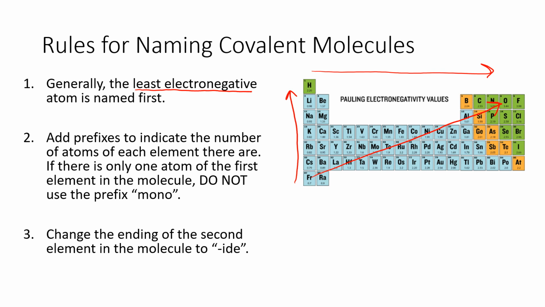On your periodic tables that you'll be receiving with the rest of the year, those electronegativities should be on them. The next thing you're going to do is add the prefixes that we talked about on the previous slide to indicate the number of atoms of each element that are present in the compound. And there is an exception. If there's only one atom of the first element in the molecule, we don't use the prefix mono. You just omit it. You don't use it at all. And then lastly, similar to our binary naming, we're going to change the end of the second element in the molecule to ide, I-D-E.